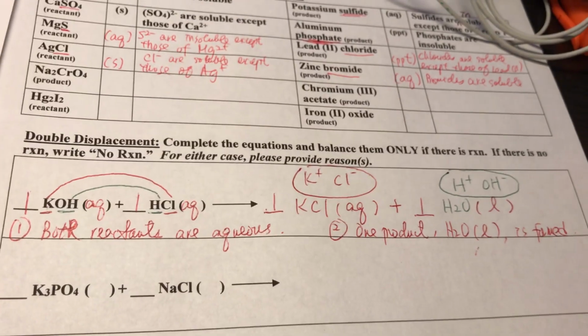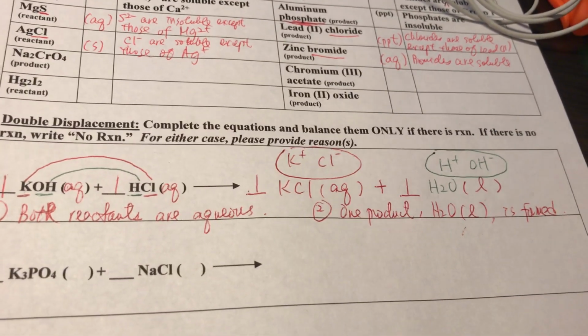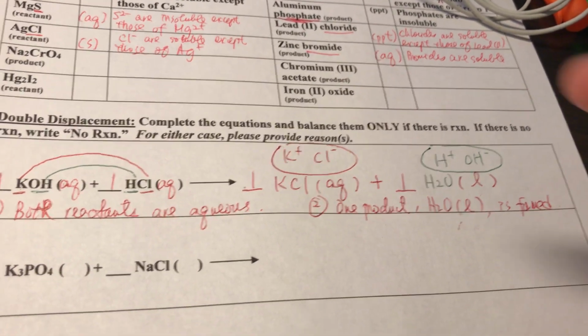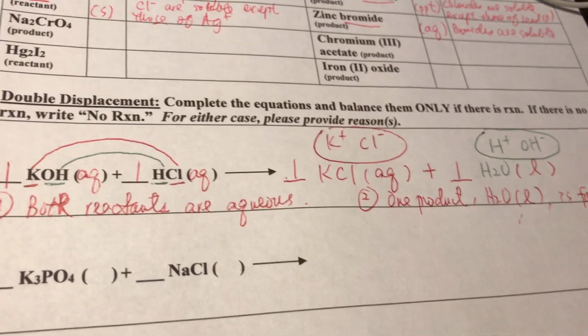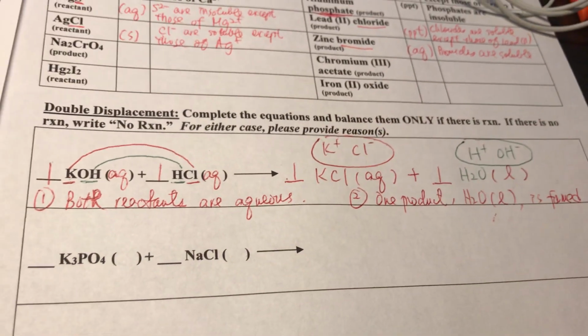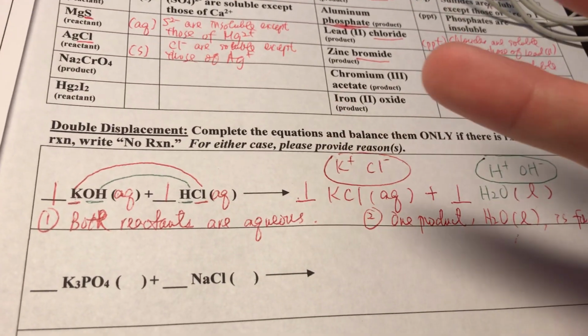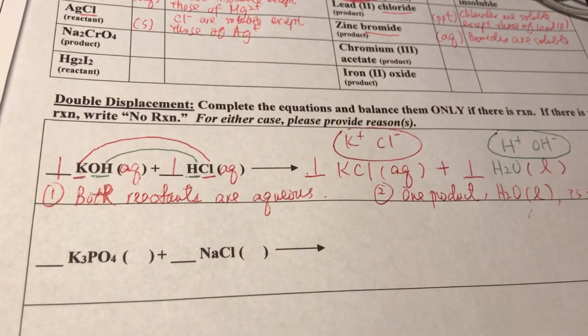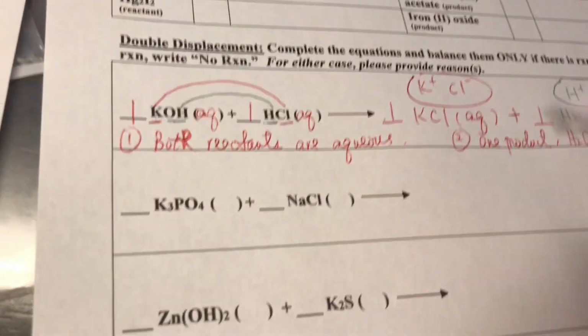Okay, so both reactants are aqueous. That's number one. Number two, one product, H2O liquid, is formed. Then I know the reaction takes place. Okay, this is the reaction taking place. Rainbow, balanced equation, all the states, and the two reasons. Now we're going to try the next one.